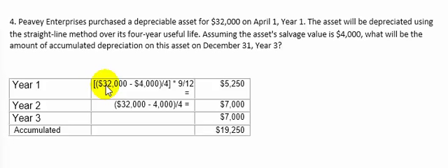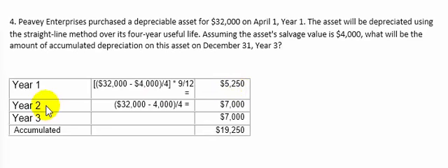So we'll say $32,000, the cost, minus the salvage value of $4,000. That results in $28,000 that you can depreciate, divided by the 4-year life, and then multiplied times the number of months in year 1, which will be 9 months. And so in year 1, you're going to depreciate $5,250.